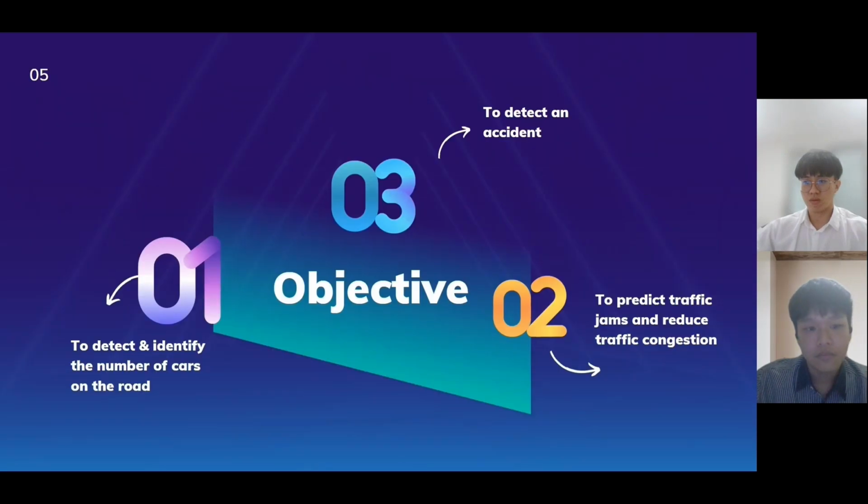So the objective of our assignment is to detect and identify the number of cars on the road. The camera captures images of traffic and the system analyzes them. It will control and modify the traffic signal timing based on the traffic condition and the number of vehicles at each time. The second objective is to predict traffic jams and reduce traffic congestion.